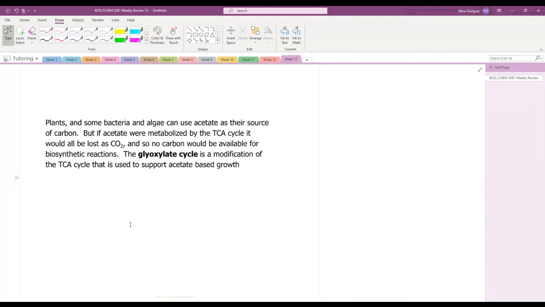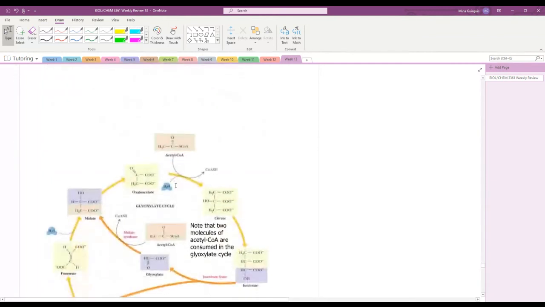All right, so the TCA cycle, we talk about you put in 2 carbons and you get out 2 carbons as CO2, but because you're starting with oxaloacetate, a 4-carbon thing, you end with 4 carbons, okay? Acetate, so not acetyl CoA, but just acetate, would be completely metabolized and all lost to CO2, and we'd have no carbon available for biosynthetic reactions, right? And that's why plants, bacteria, and algae don't use the TCA cycle. They use what's called the glyoxylate cycle. And these are all very weird pronunciations for me, so I apologize that it takes me a moment.